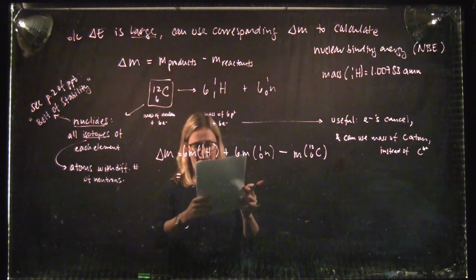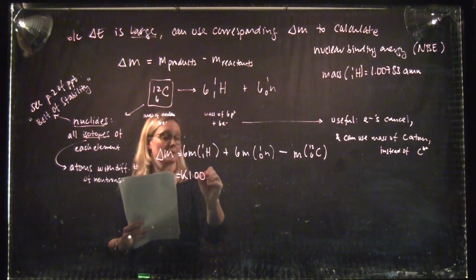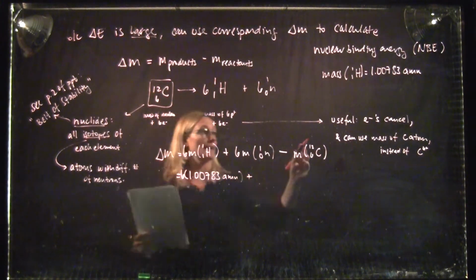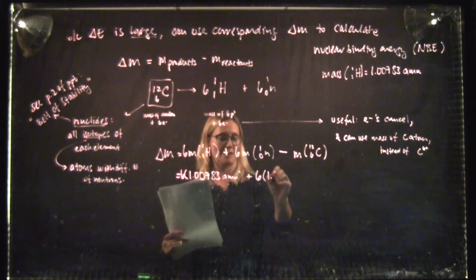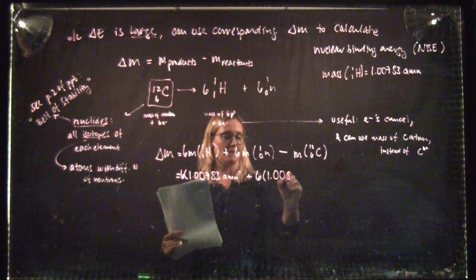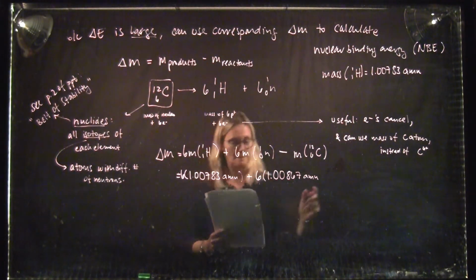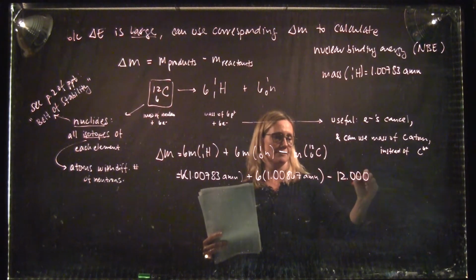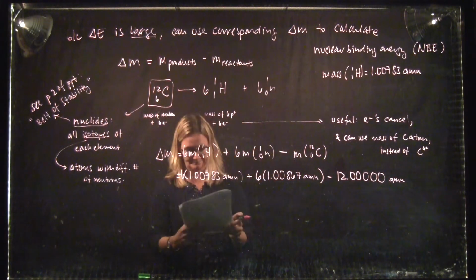I can look these values up. I've got my mass of a hydrogen atom here. So this will be 6 times the mass of a hydrogen atom, 1.00783 AMU. We had the mass of a neutron a few weeks ago in class. So I'll just remind you, in AMU that is 1.00867 AMU. And then minus 12.00000, etc. AMU for my carbon atom.